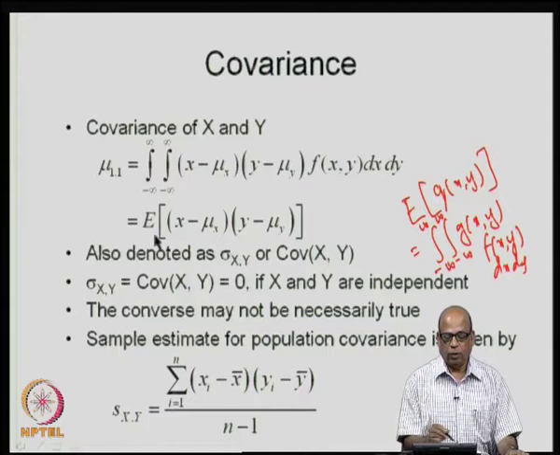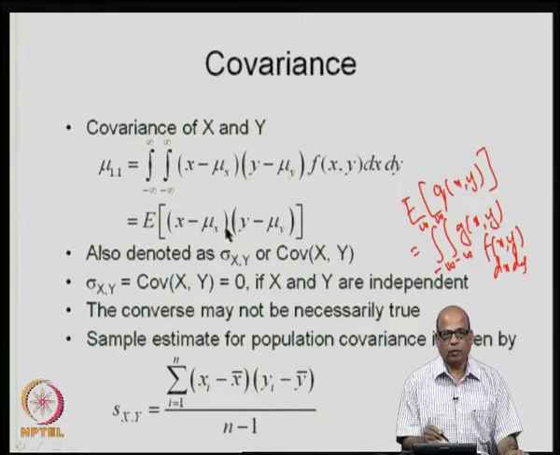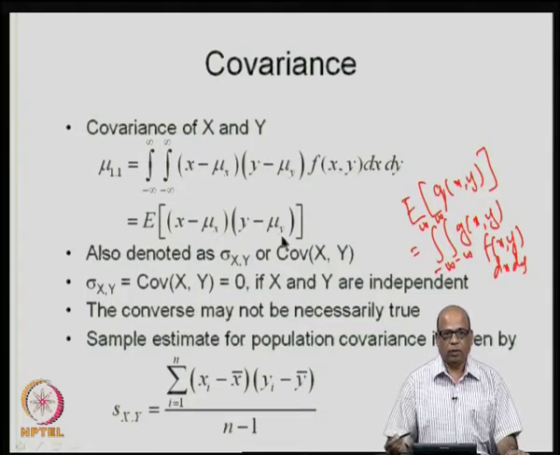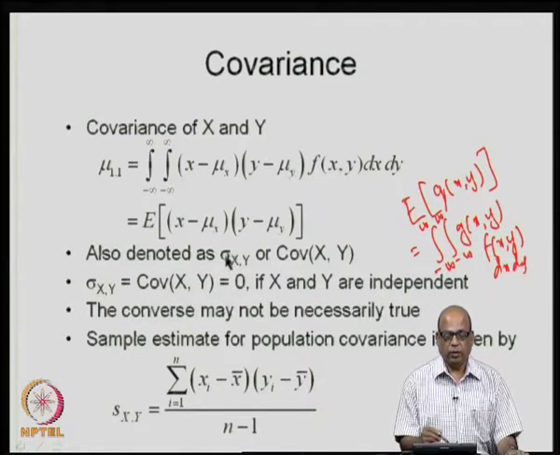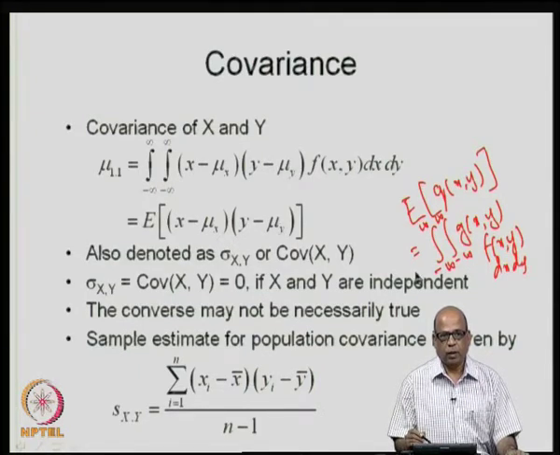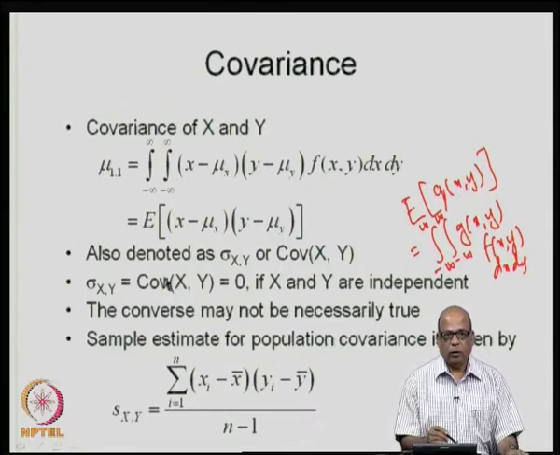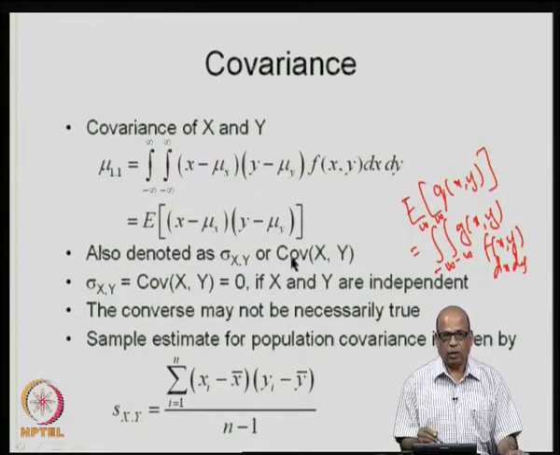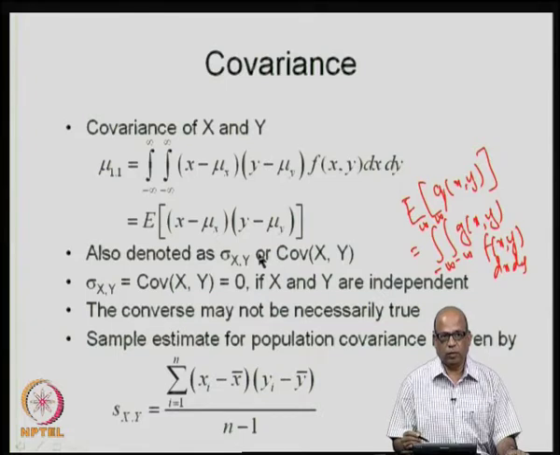And therefore, from this result we write this as the expected value of x minus mu x into y minus mu y. So, the covariance of x comma y is given by the expected value of x minus mu x into y minus mu y. The covariance is denoted as sigma x y or simply covariance of x comma y. So, this is how we denote the covariance.